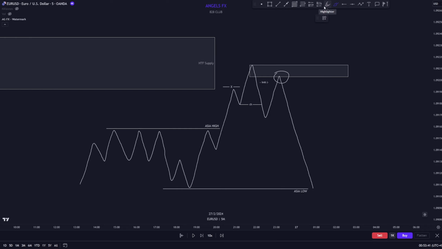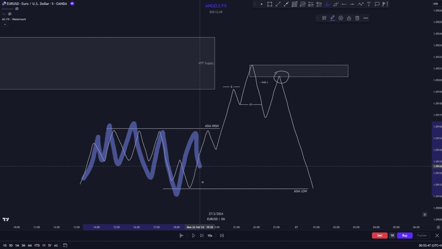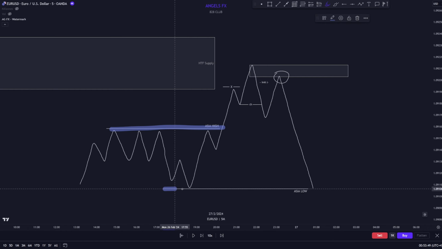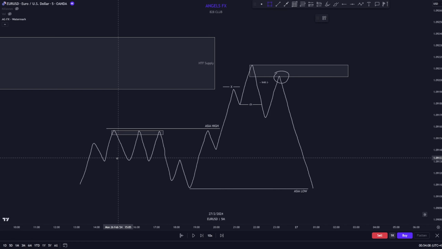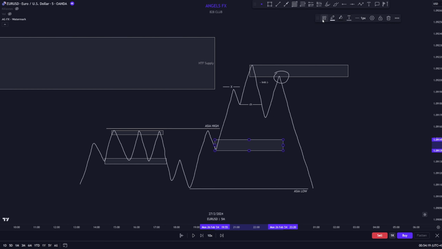So let's start. We can see price was moving, and price just created this Asia high and Asia low. This is our Asia low because this is our lowest point created during the Asia session, and this is our Asia high. As we can see, price swept this Asia high. We also had these resistance traders, and here we have support traders. They got swept, both of them.